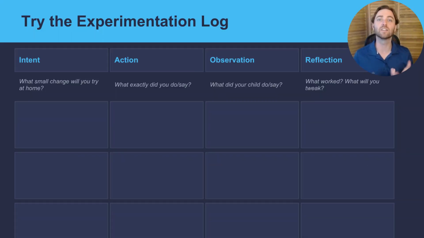As with every lesson, the experimentation log is there for you to try something small and track what happens. Pick one thing from this lesson, try it, notice what your child does, and reflect on how you do it differently. That's the cycle. That's how learning works in children and in adults.